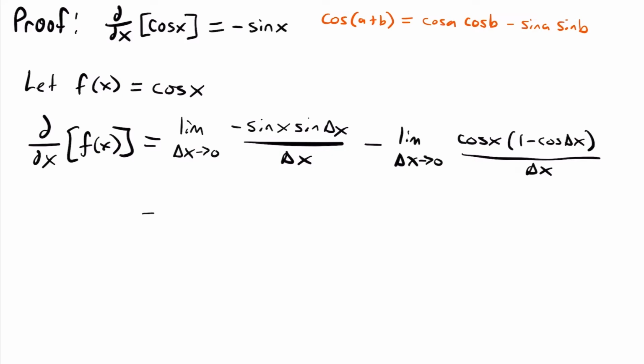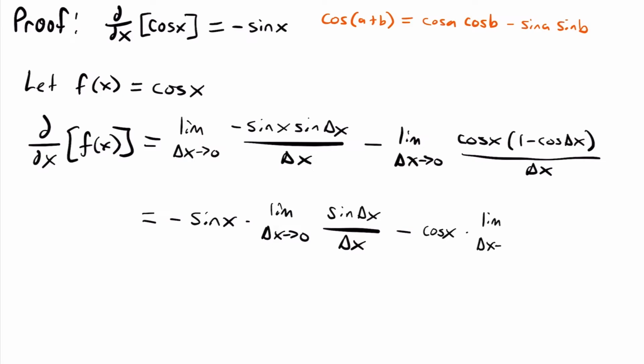And so we'll have that this is equal to negative sine x times the limit as delta x approaches 0 of sine of delta x divided by delta x, and then we will subtract cosine of x times the limit as delta x approaches 0 of 1 minus cosine of delta x divided by delta x. And so then, if you look at the limits that we are left with, do you recognize these limits at all? Well, if you don't, these two limits right here are two special limits for trigonometric functions.